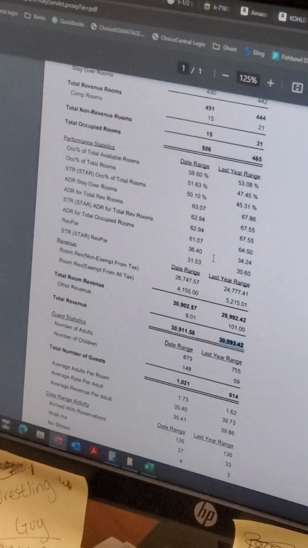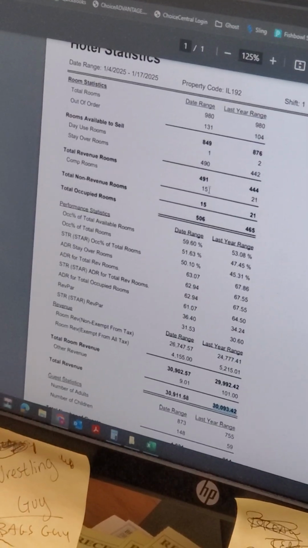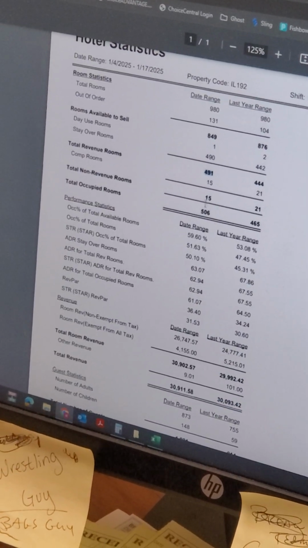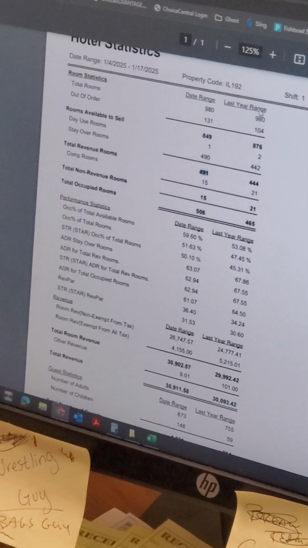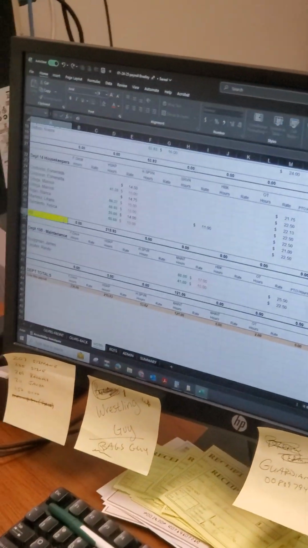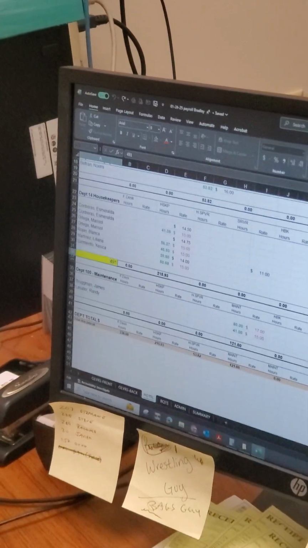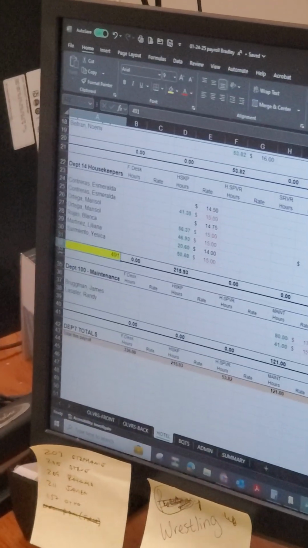All right, so now going back to the housekeeping here, I don't take comp rooms. I take the total revenue rooms, 491. I'll go back to the spreadsheet and I put it here, 491. Okay, 491 rooms sold.